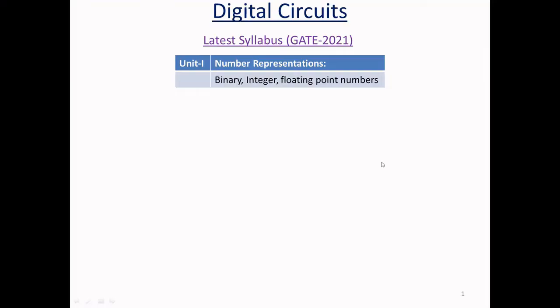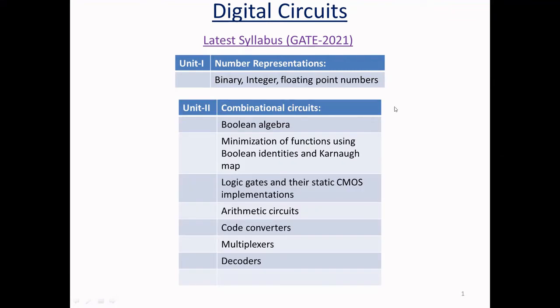In the last video lectures, we have completed unit 1, that is number representations, where binary, integer, and floating point numbers and their representations we have discussed in the last 11 video lectures. Let us start unit 2, combinational circuits.